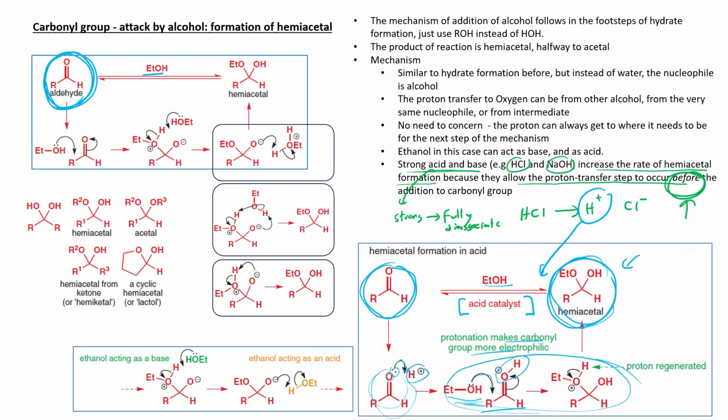Okay, and then you can see this reaction. Please make sense of this. It's the same idea as before, but just to show that when you carry out the reaction in acid, the proton transfer step will occur first before the addition to the carbonyl group, making the entire process much faster.